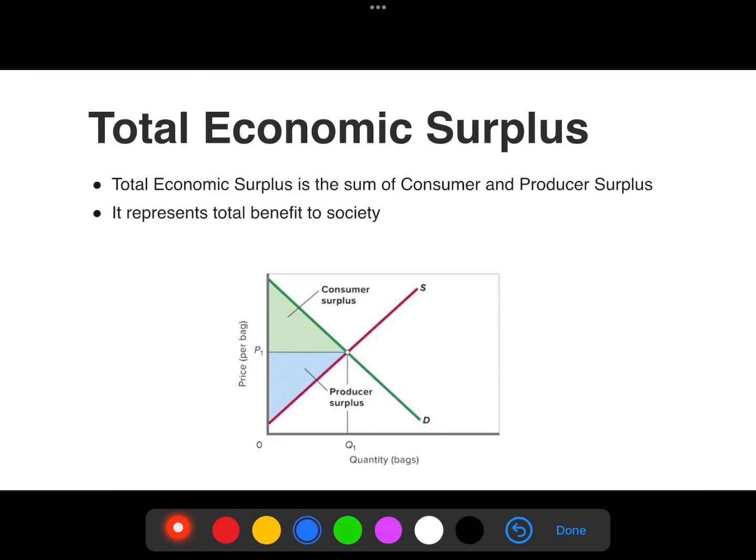And if we go back to our graph, now we can see that we have consumer surplus and we have producer surplus, so total economic surplus is going to be the big triangle. We're putting them together, and that again represents total benefit to society. So consumer surplus, producer surplus, total economic surplus.